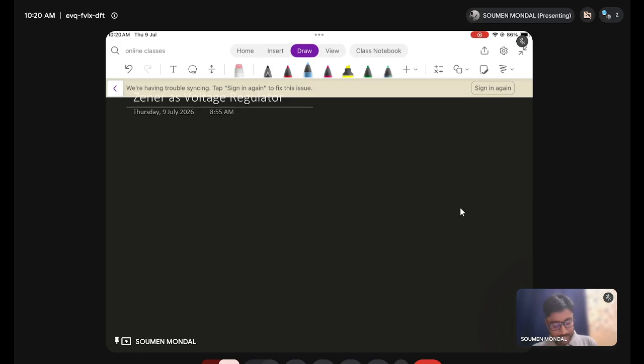So just for a brief recap, let me discuss a bit. This is the symbol of an ordinary diode. This is the symbol of a Zener diode, just for identification purpose.